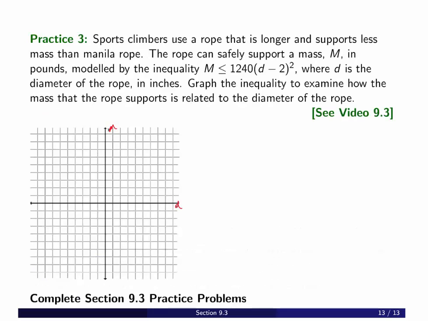So here we go. Sport climbers use a rope that is longer and supports less mass than a manila rope. The rope can safely support a mass, m, in pounds, modeled by the inequality m is less than or equal to 1,240 times d minus 2 squared, where d is the diameter of the rope in inches. Graph the inequality to examine how the mass that the rope supports is related to the diameter of the rope. Basically, if the diameter gets bigger, it can support more mass.